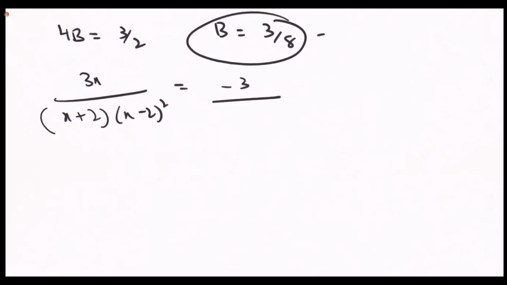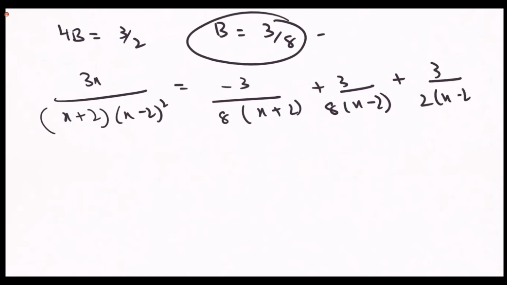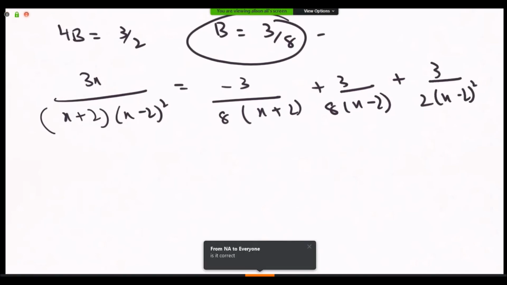So writing it further in the form minus 3 over 8(x plus 2), plus 3 over 8(x minus 2), plus 3 over 2(x minus 2) square. Okay. Now this is solved using the cover-up method.